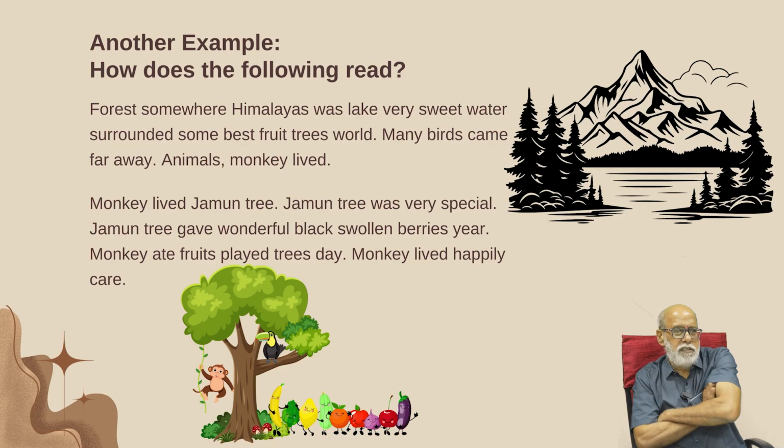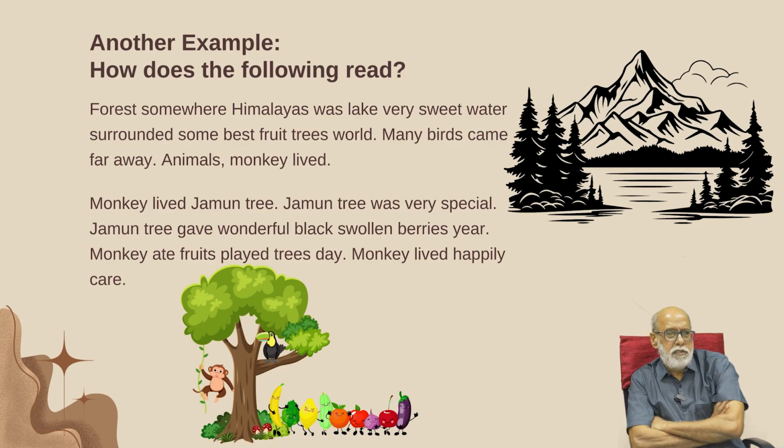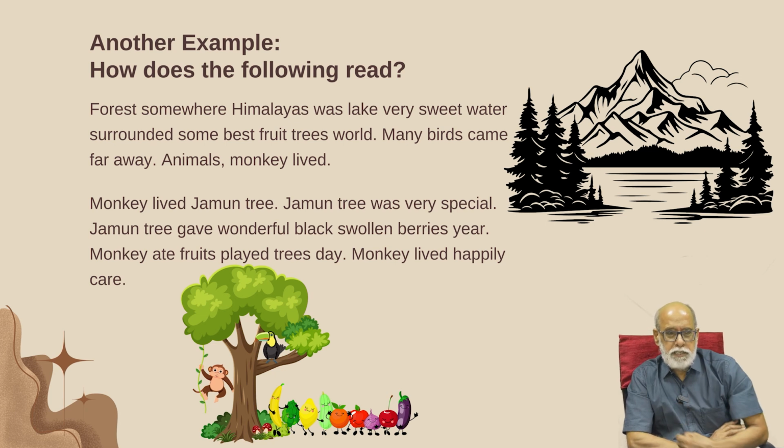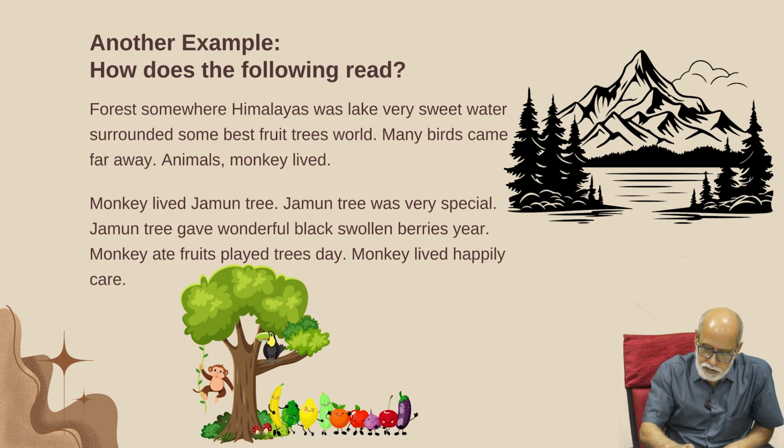Similarly, in the next sentence, monkey lived jamun tree. What do you mean? Monkey lived on the jamun tree. Did the monkey live on the jamun tree? Did the monkey live under the jamun tree? Did the monkey live away from the jamun tree? Not clear. The relationship is not clear. It does not make one cohesive, one coherent unit. Okay? But look at the next slide.